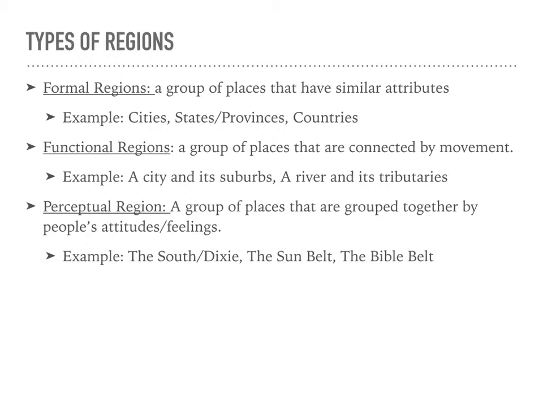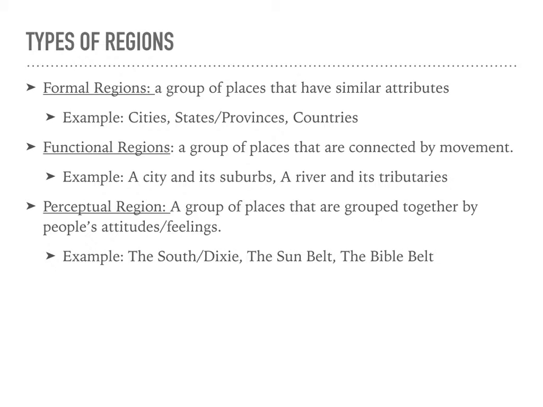The next type of region is a functional region. This one's a bit more complicated, but basically, it's two places connected by movement. The most common example I can give you is if you work in a city and live in its suburbs. The city and the suburb would then form one functional region. The city provides the function for a person, such as employment. That's the function there. And the person moves in between them.